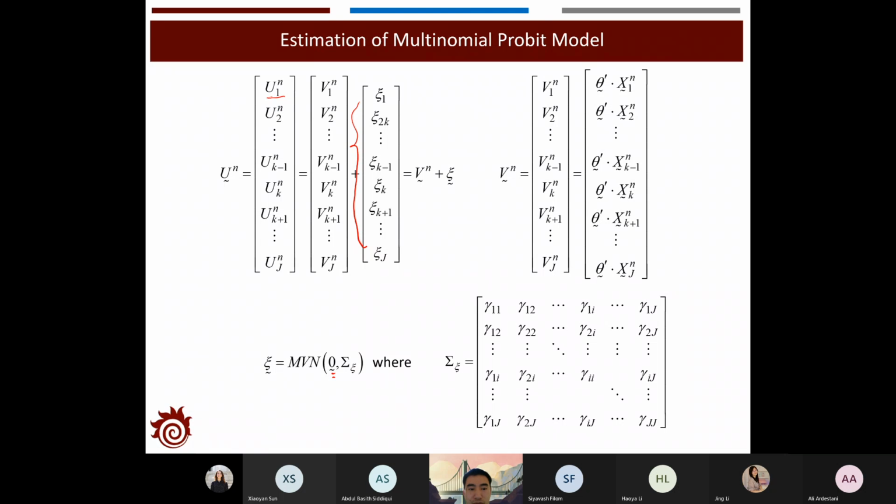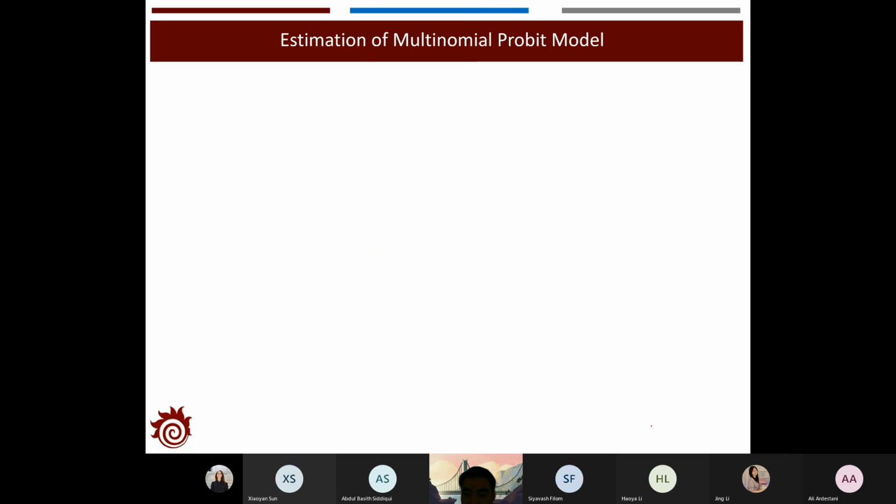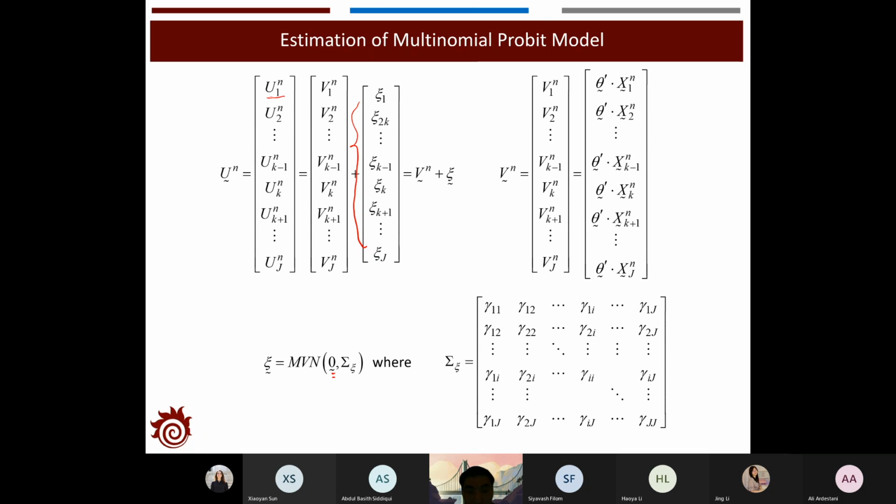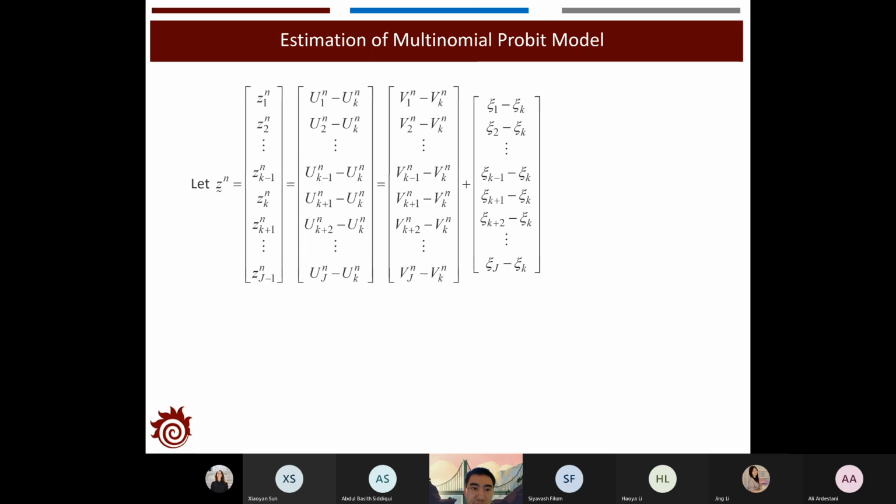So for the matrix of the standard deviation, it's actually the covariance matrix. We have J by J matrix, and this J by J matrix is something we don't know, and it's also the parameters we have to calibrate for the probability model. And now we have all the definitions about the utility function. With that, we can then go to the definition about the matrix format of the z values.